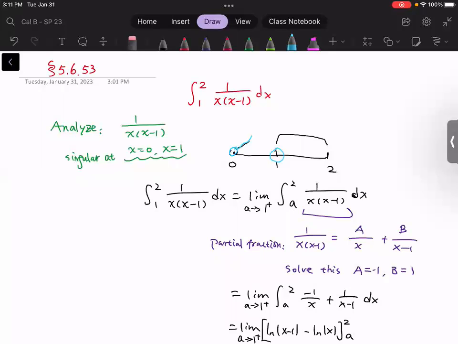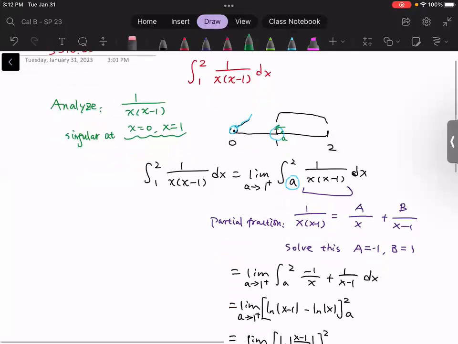And according to the definition of the improper integral, we should understand the integral as a limit. Okay? What we can do is replace the lower limit by a number a, where a is slightly greater than 1, right? And we take the limit as a approaches 1 from the right-hand side, all right? This is the definition part.